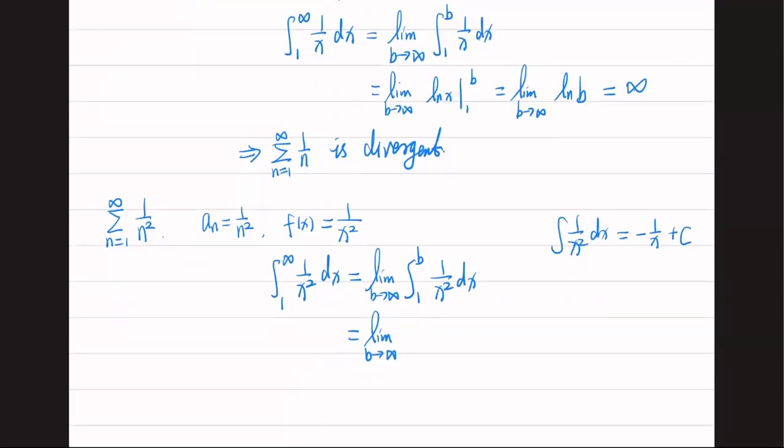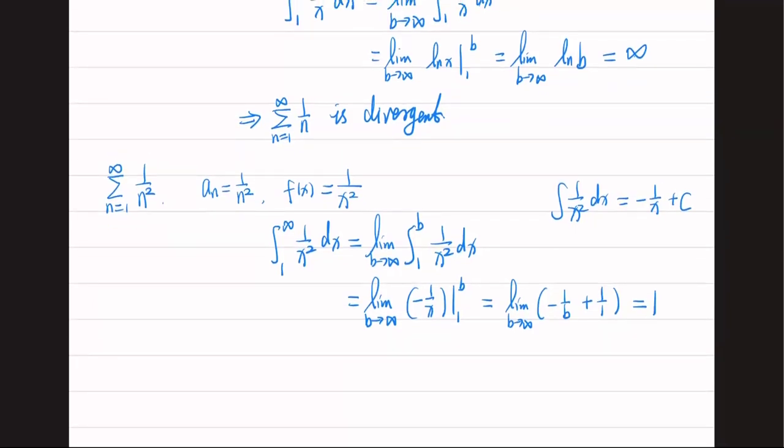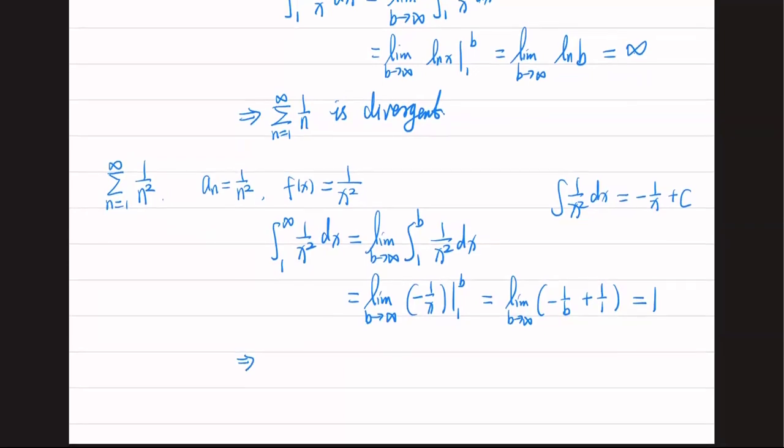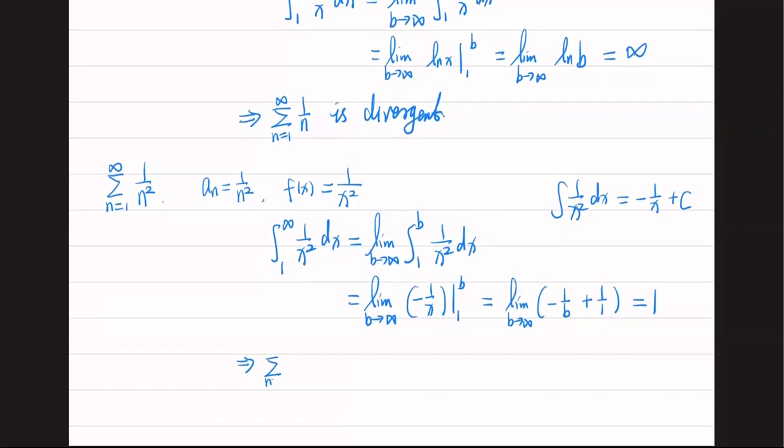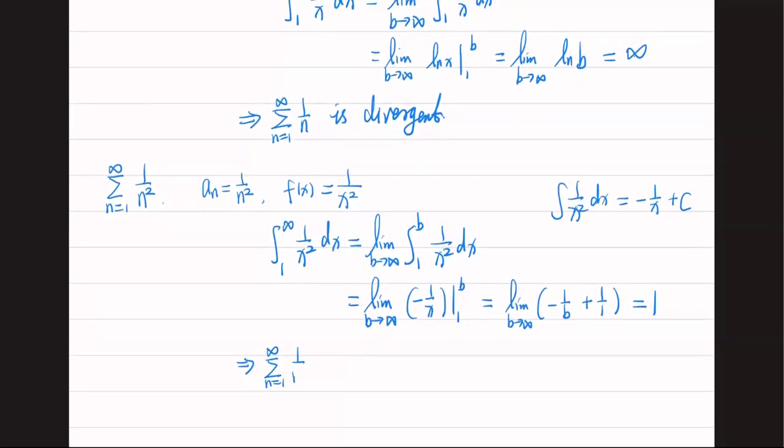Okay, so this will be negative 1 over x. I forgot, let me copy the limit. Okay, the integral converges, so by our theorem, this implies the series is convergent.